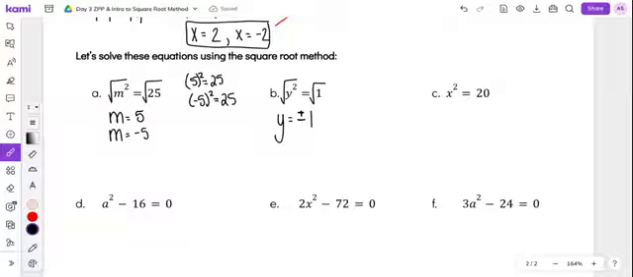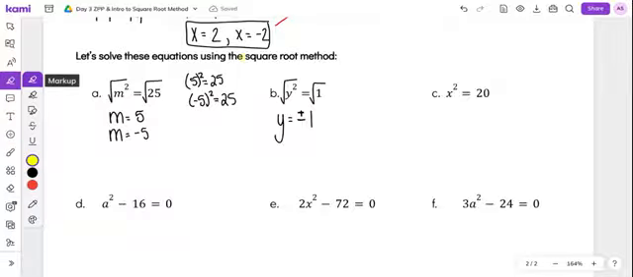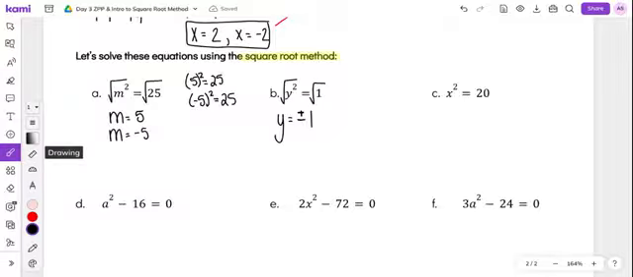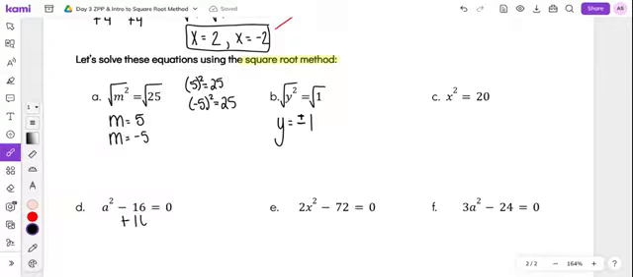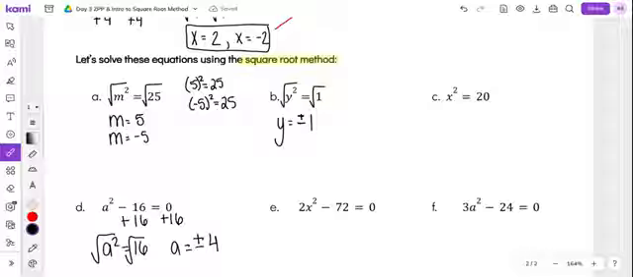But for this specific learning target, if it's asking us to solve by the square root method, we're not going to want to factor this, right? We're going to want to add 16 to both sides. And now we have the ability to say that a squared is equal to positive 16. We can go ahead and take the square root of both sides, and a is equal to positive 4. A is also equal to negative 4, and you can use that symbol plus or minus.